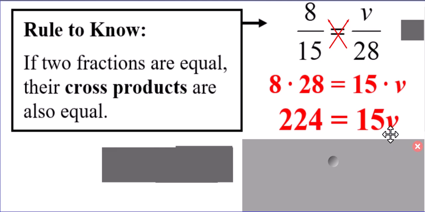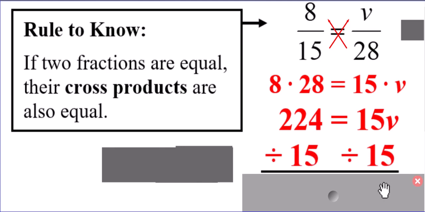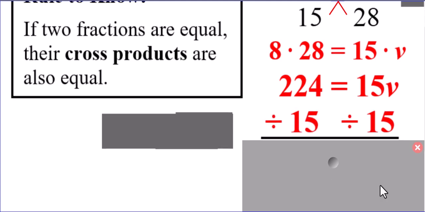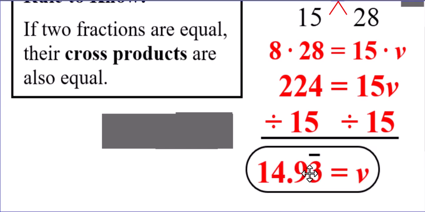To solve for V, we ask in our head what's happening to the variable. It's being multiplied. Whenever you have a number right next to a variable, that's multiplication. So to get that variable by itself, we will have to divide by that 15. And that will give us 14.93 repeating in your calculator. You would take 224 divided by 15. You will notice that 3 continues to go on forever. So we put a repeating bar over it to get our answer, 14.93 repeating.